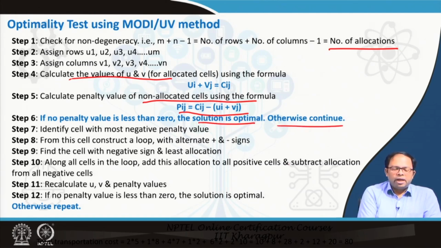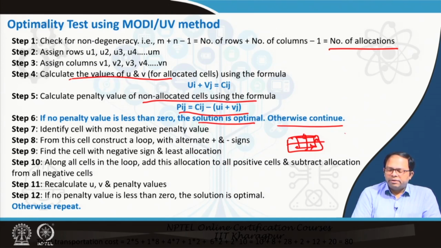We will identify the cell with the most negative penalty value, and from this cell we will construct a loop with alternate plus and negative signs. This loop will be formed only through allocated cells. I will give you an example. Suppose there are 4 cells, I will start a loop here, go this way, and this way, and then come back and finish the loop. But all these cells have to be allocated, otherwise we cannot form the loop.